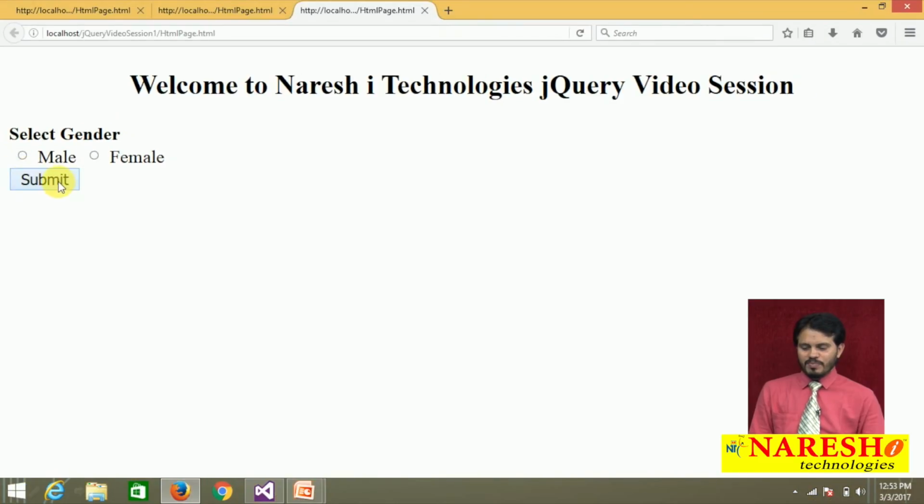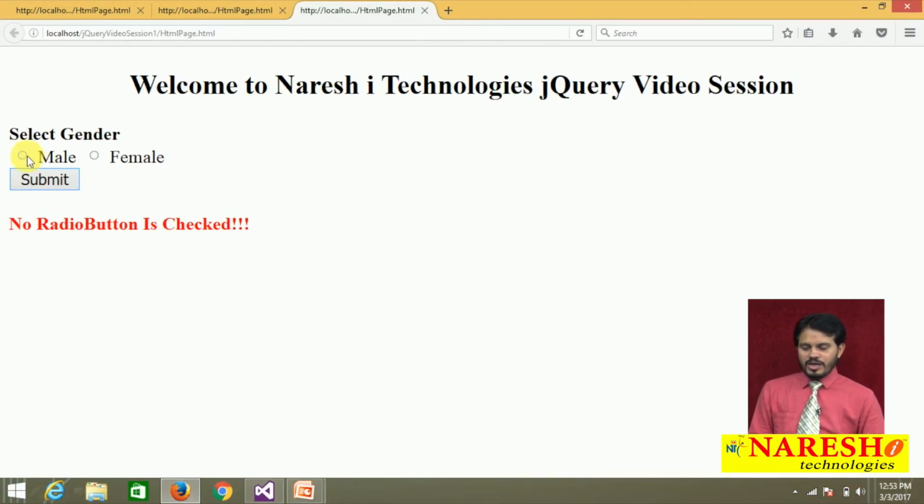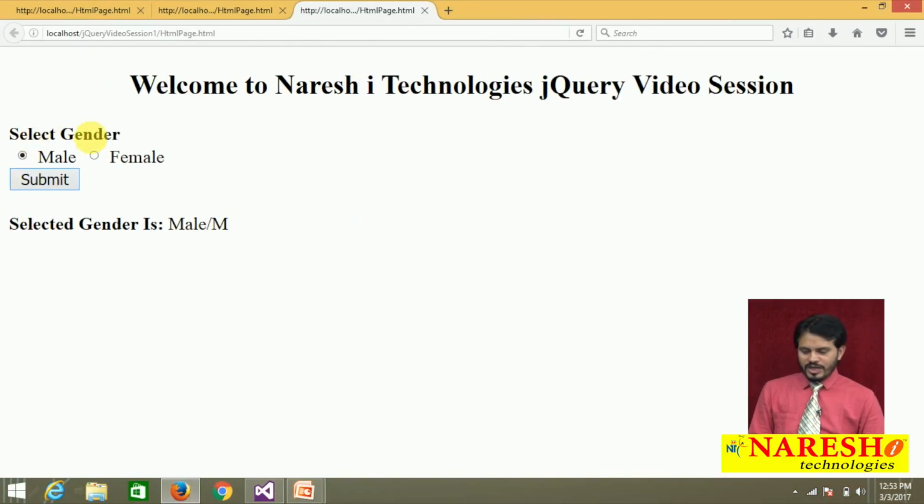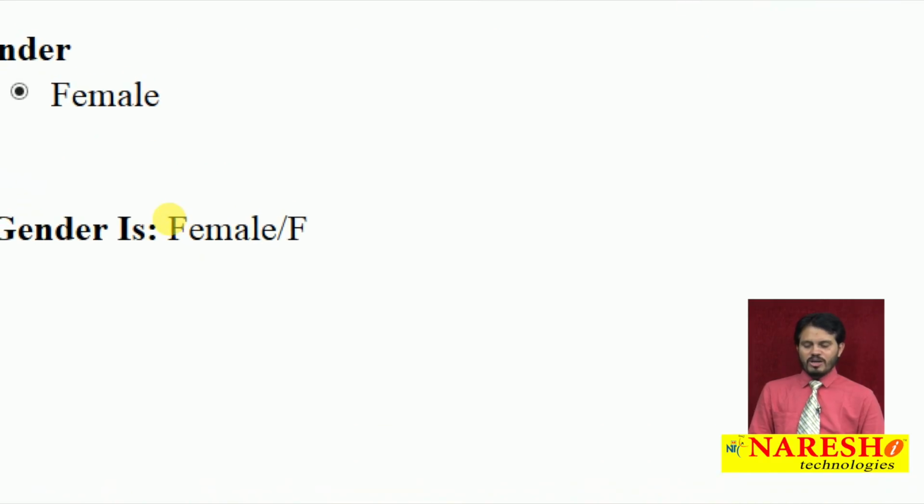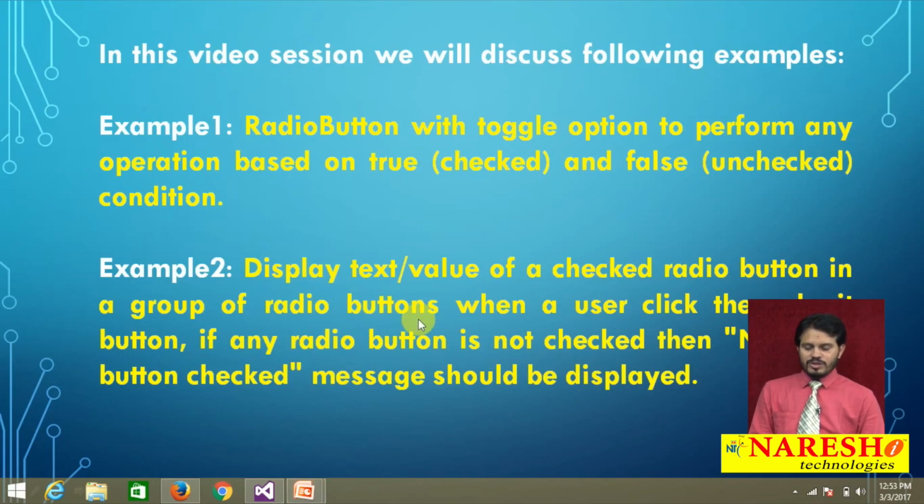Otherwise go to the else part, display the message no radio button is checked. So I just say submit, you can observe what message is coming: no radio button is checked. But as soon as the user says yes, I selected gender male, click on submit, what is going to display? Selected gender is male, oblique M. Same way, if you select female, so only one option is checked now. Click on submit. Now length is more than 0. Then it comes into the true condition, getting the text, getting the value and displaying. Selected gender is female, oblique F. So this is the way we do this example.